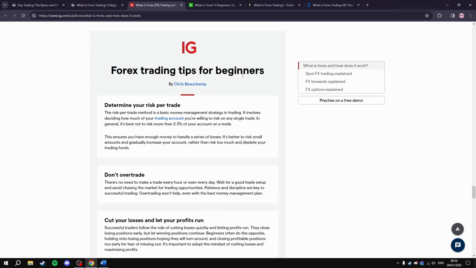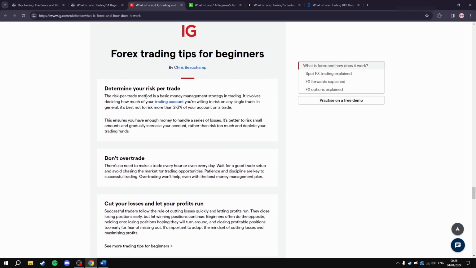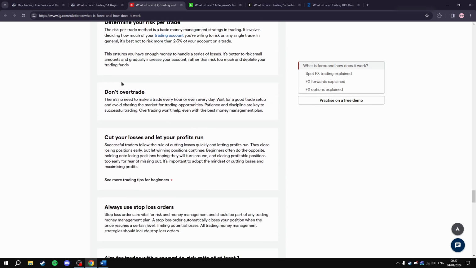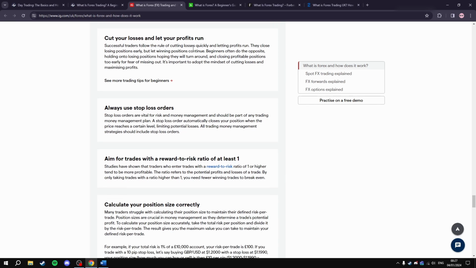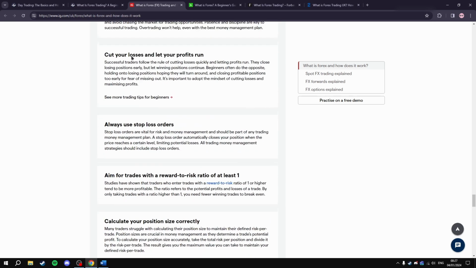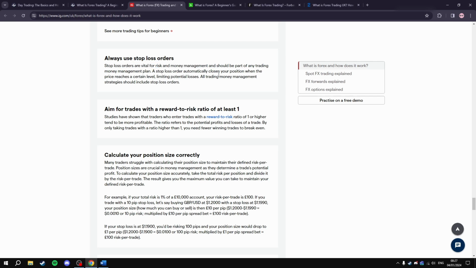Hmm. True. Interesting. This is very interesting. Stop loss orders. So this is important.